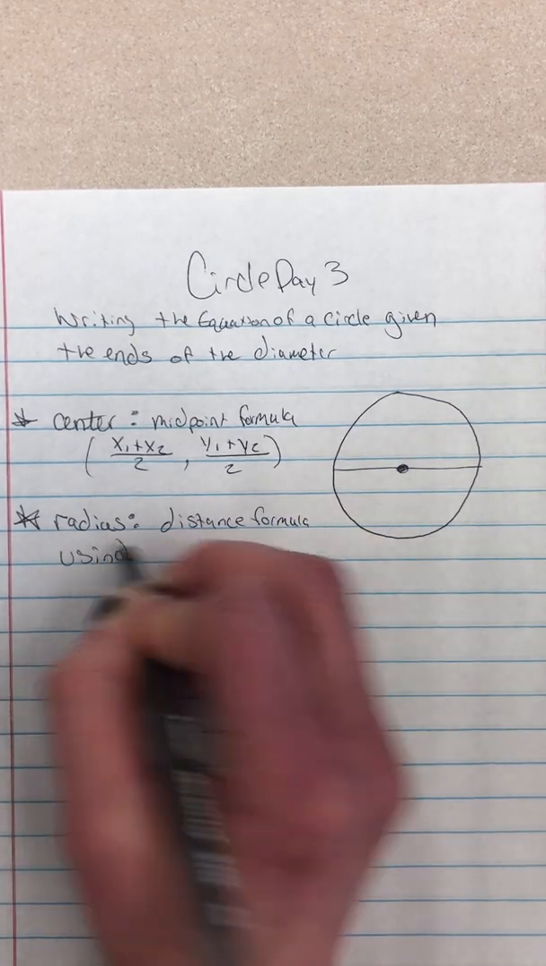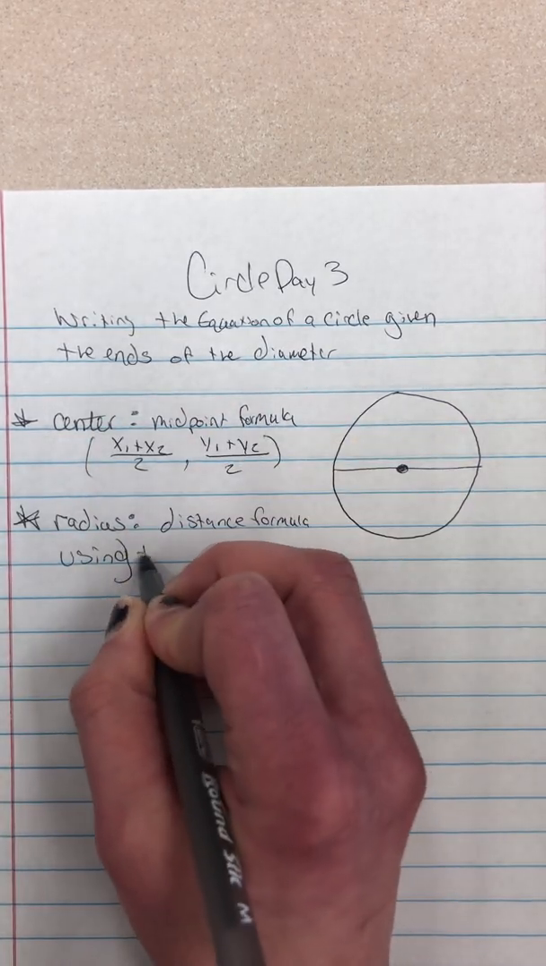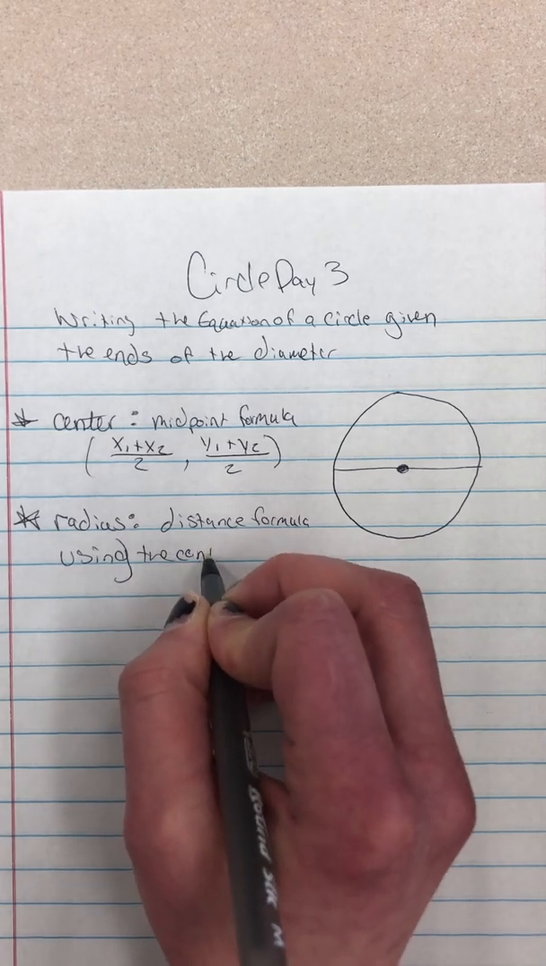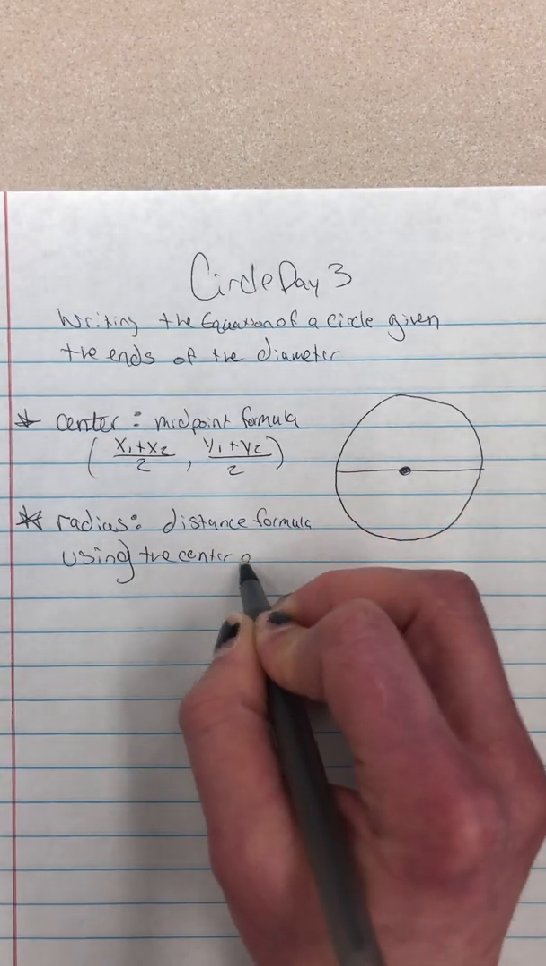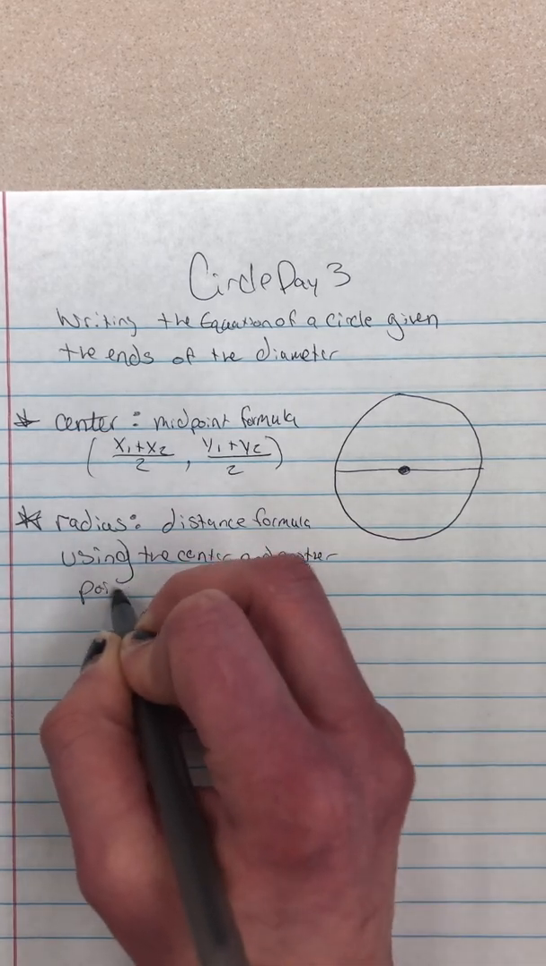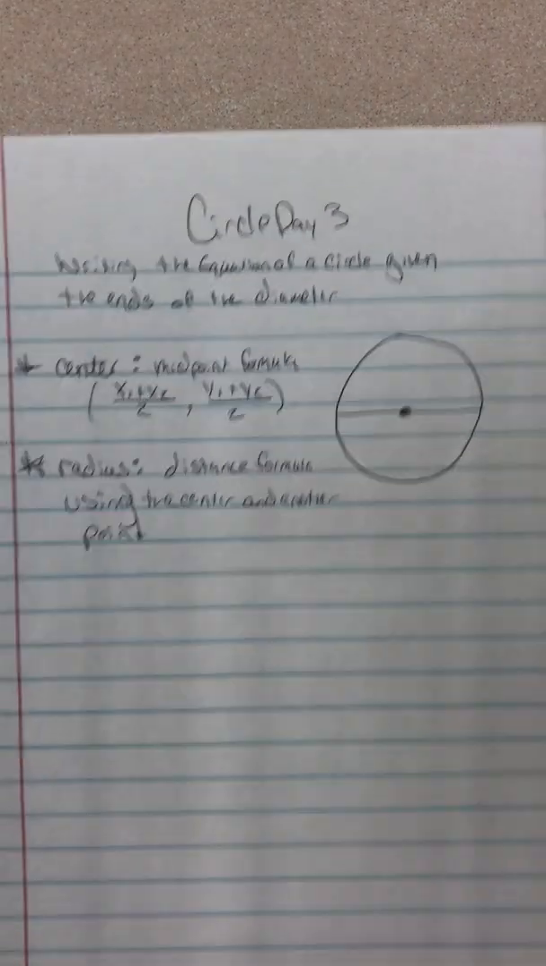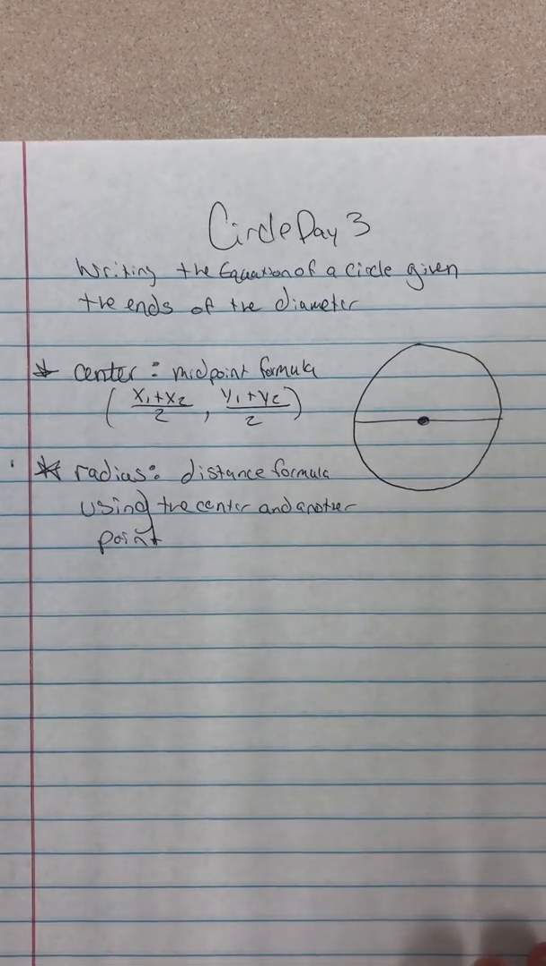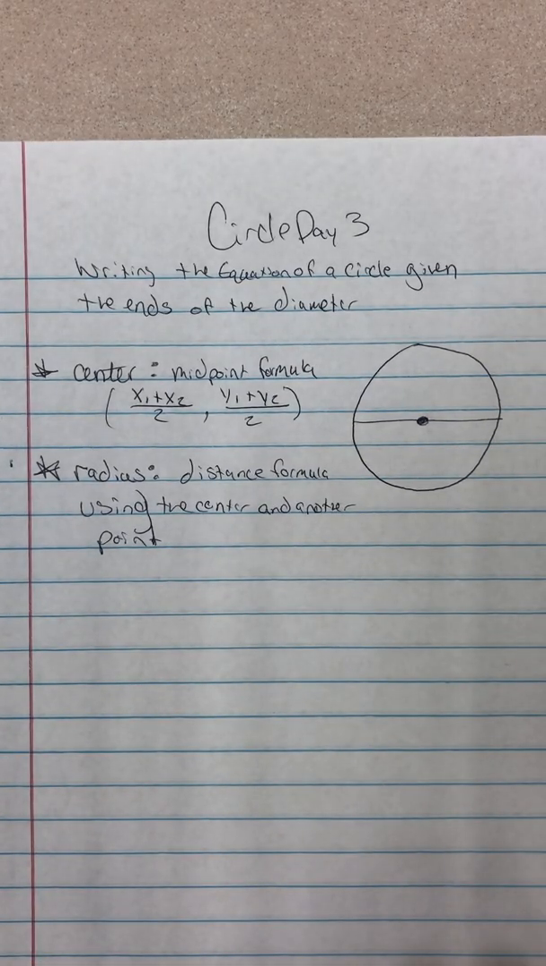Using the center and another point, or one of the ends of the diameter. Either one will work. We're going to look at a few examples of writing the equation of a circle given the ends of the diameter. We're going to start by finding the center, then we're going to find the radius.